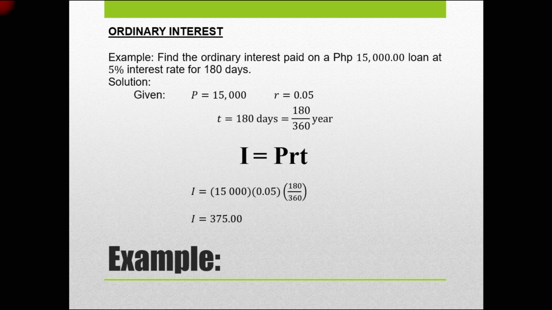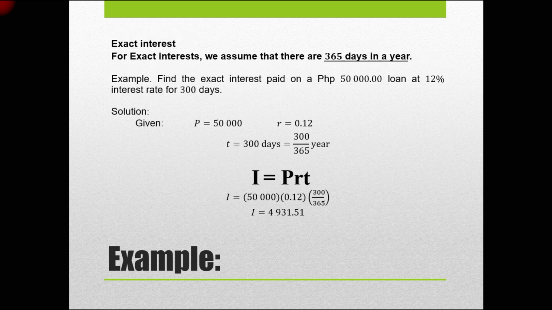Next, how about exact interest? Exact interest, we assume that there are 365 days in a year. Okay, again, ordinary is 360 days in a year, and exact interest is 365 days in a year. For example, find the exact interest paid on a 50,000 pesos loan at 12% interest rate for 300 days. Okay, so pareho lang yung given sa kanina. The only difference is that exact interest ito. And the number of days in a year is 365.